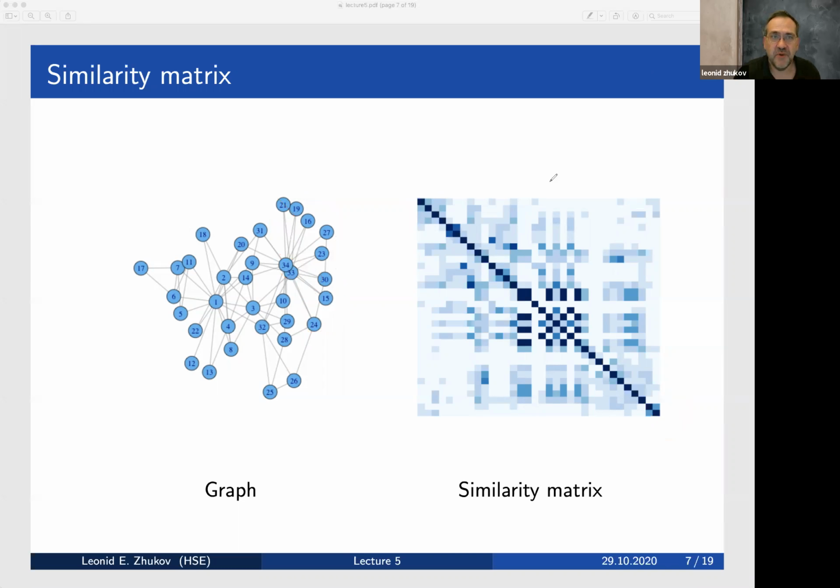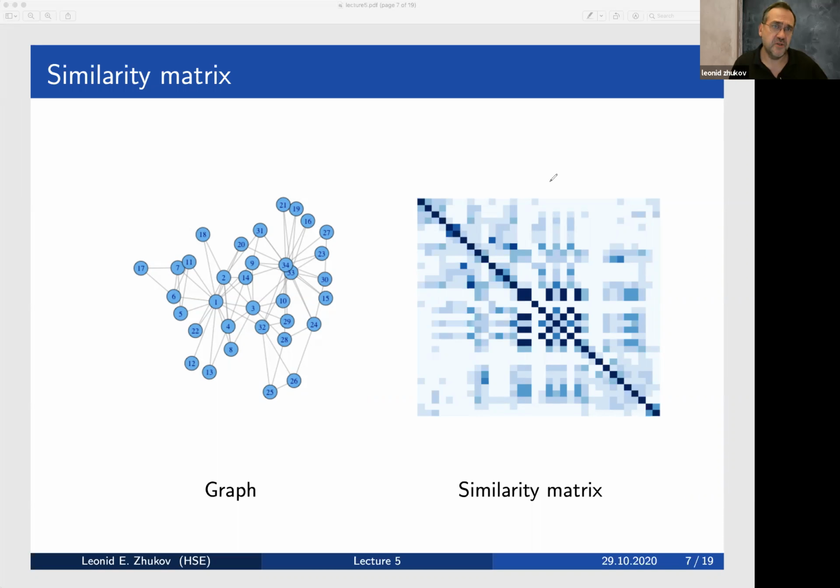You cannot compute this matrix for a very large graph, simply because the matrix is n squared, there are n squared elements, and so it's a lot of computation. But on medium-sized graphs, it's quite easy to compute, and then you can see which nodes in your graph are similar.